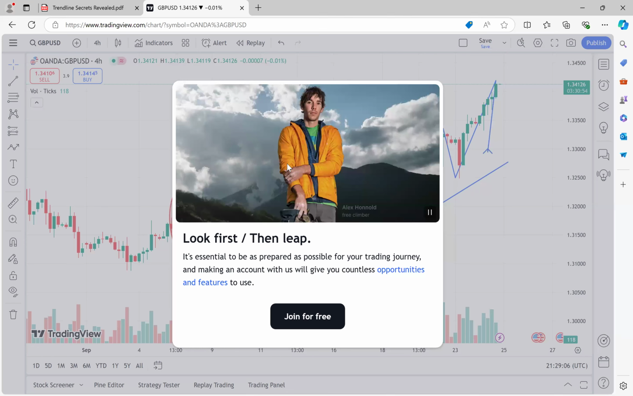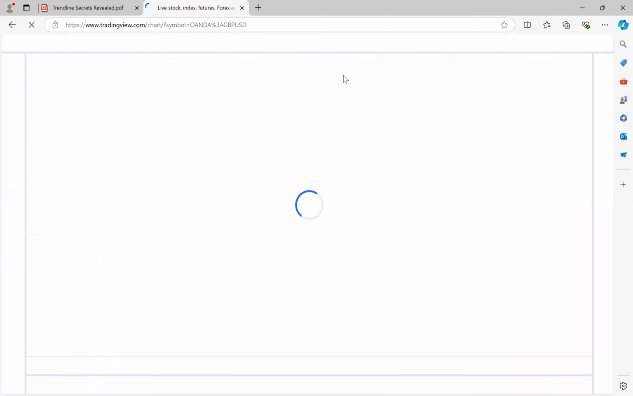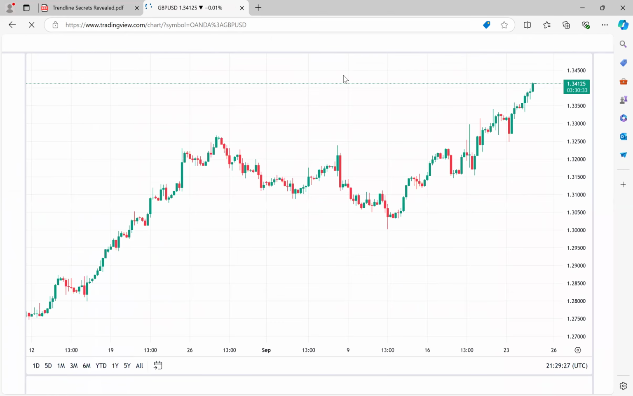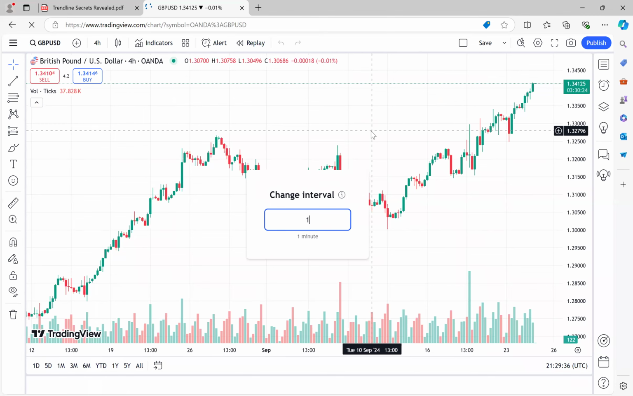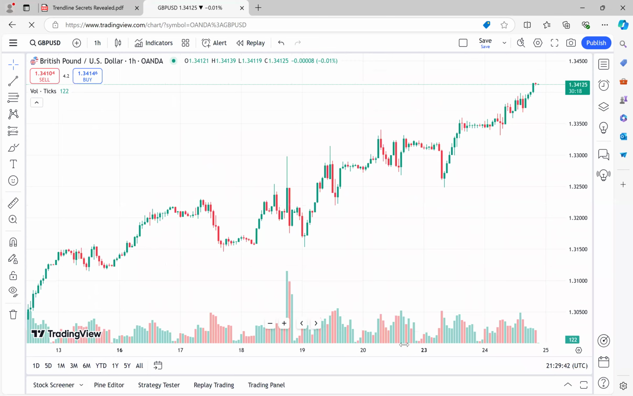Let me clear these charts. First of all, I have to reload this page again because I've not logged in to my account yet. All right, good, I think it's loaded. So let me go to the lower part, where structures are clear and easier to identify. Now let's look at this together.